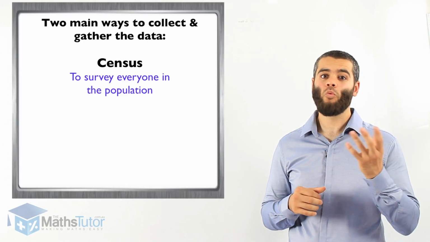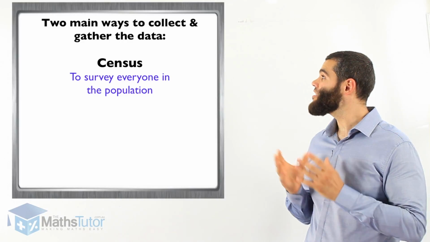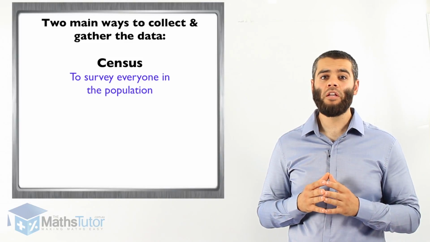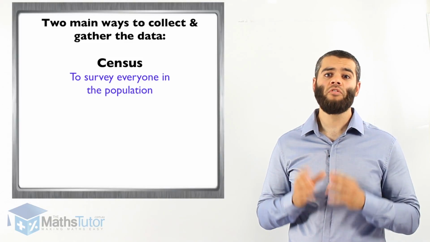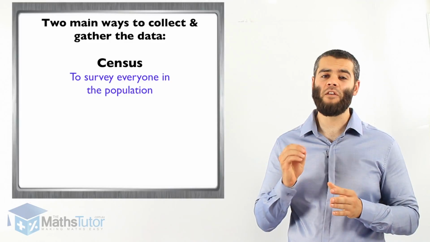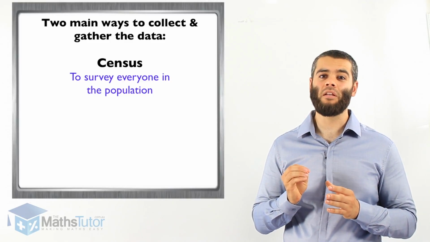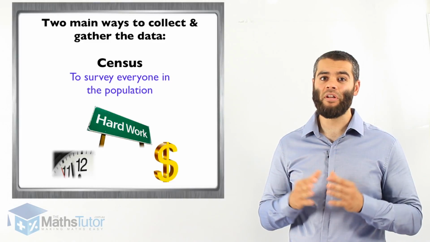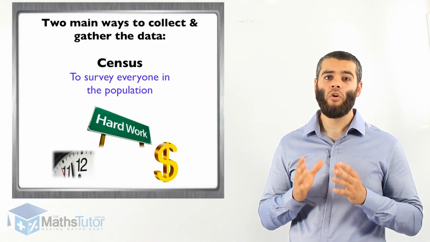What's a census? What's a sample? A census is basically to survey everyone in the population. So for example, in a high school there are 900 students. They're going to ask the 900 students, every single one, to complete this survey. You can imagine it's going to be costly, a lot of printing, a lot of pens, a lot of work.